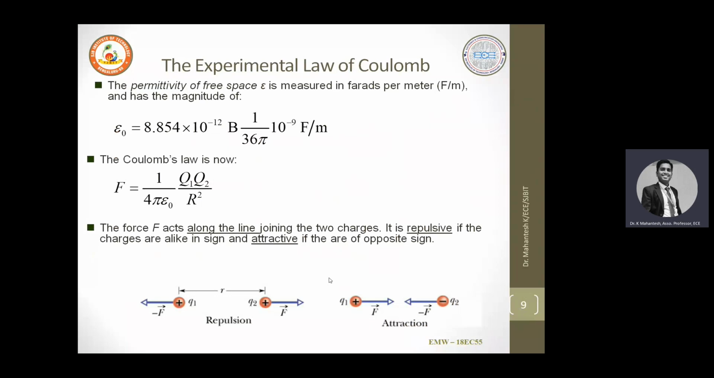You could see here, if you have two positive charges Q1 and Q2, there will be a repulsive force. Whereas if you have opposite charges like Q1 and Q2, which is shown in the second half of the figure or the diagram, there will be an attractive force.